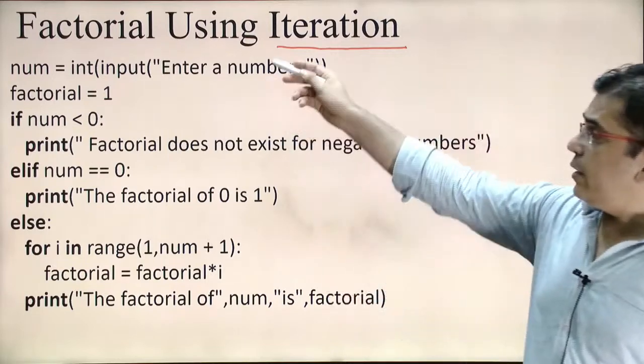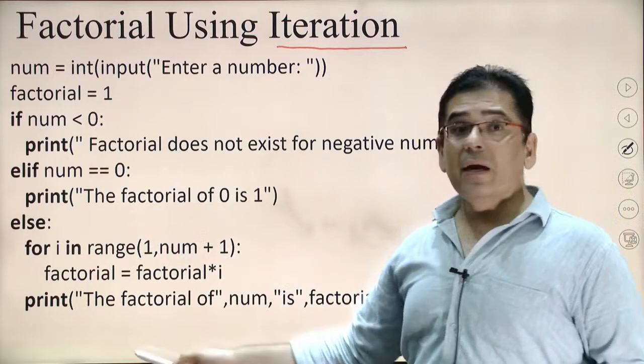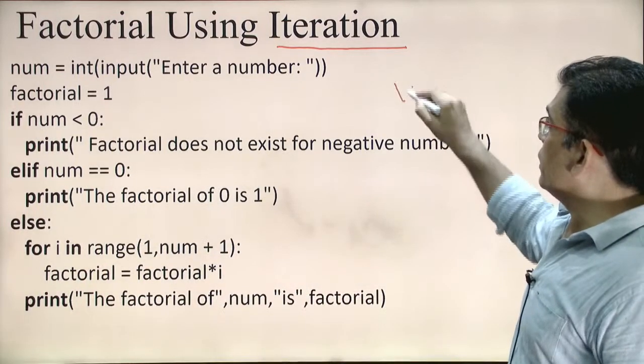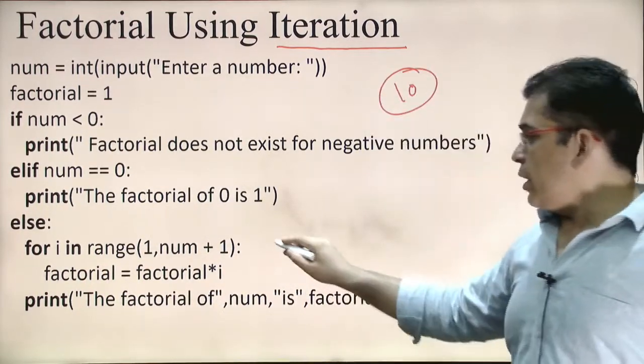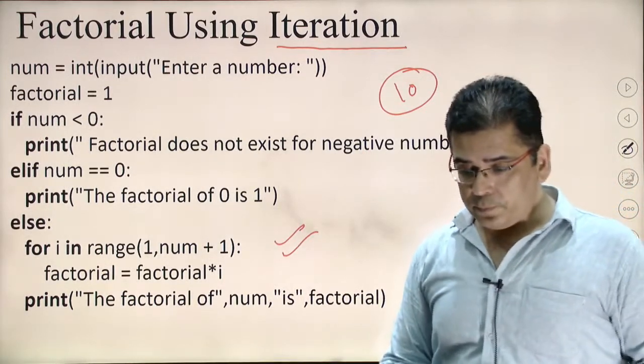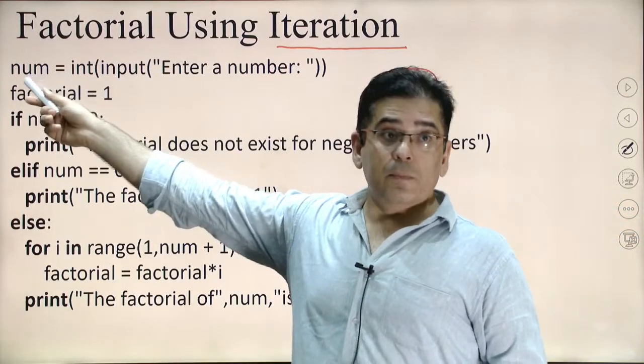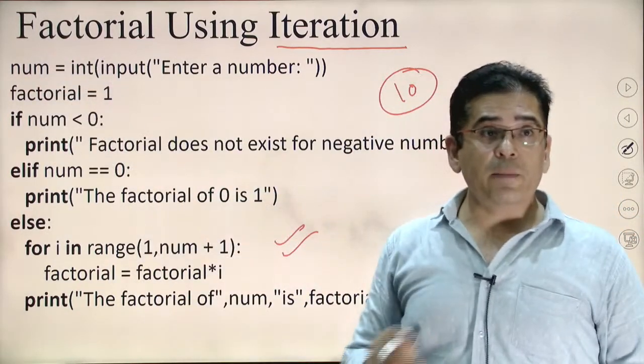As you can see here, to find the factorial of a number, I have written 10 lines of code without using recursion. So it is using the iteration concept, that is our loop, the for loop. First of all, I have declared num. This is the first line of the program in Python.